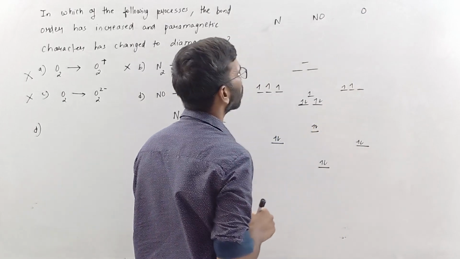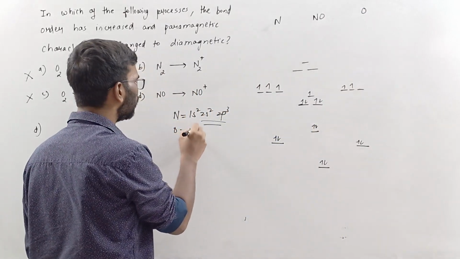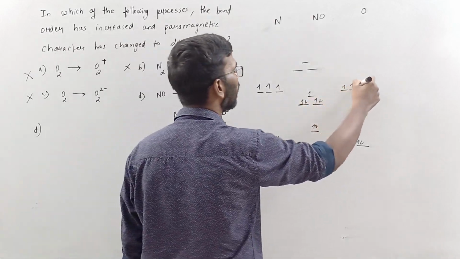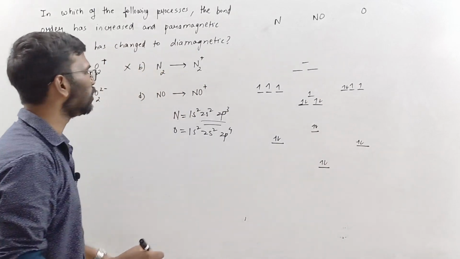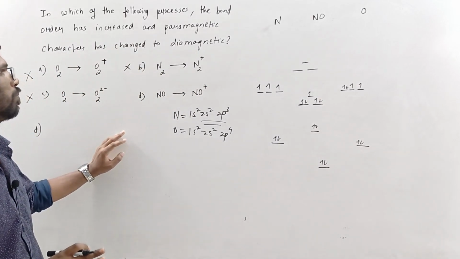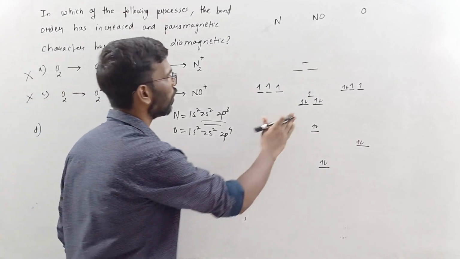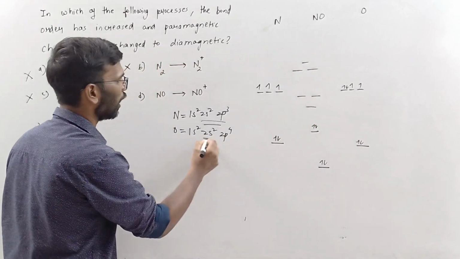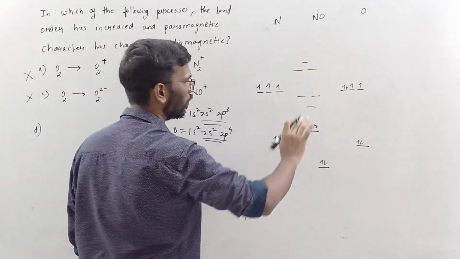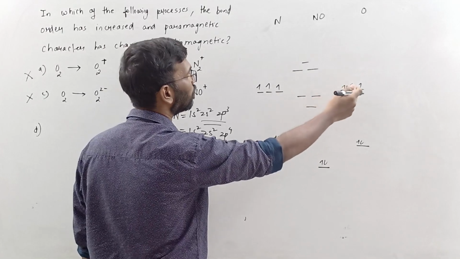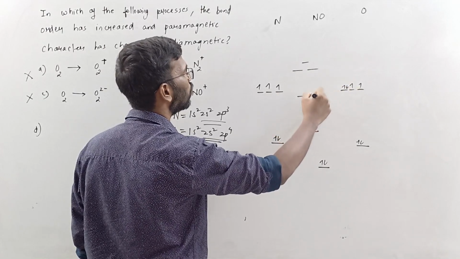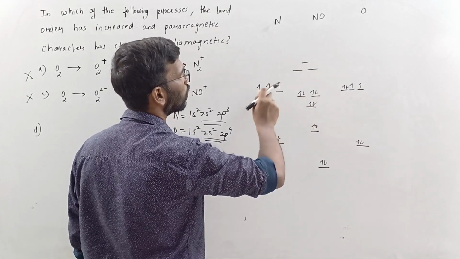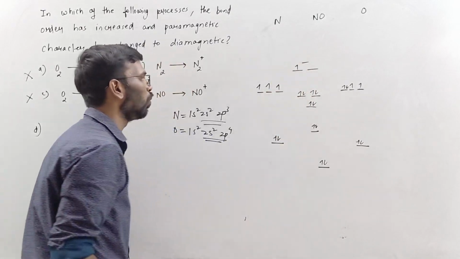NO. Oxygen's electronic configuration is 1s2, 2s2, 2p4. Means here there are 4 electrons. It is more than a 14 electron system. So the diagram will be 1, 2, 2, 1. Right? I have taken the outermost. There are 4 electrons over here. So the change will be here. 1, 2, this is 4 and 5, 6, 7. 1, 2, 3, 4, 6, 7. Yeah, 1 electron will go here.